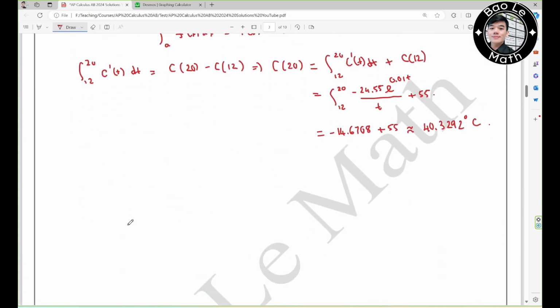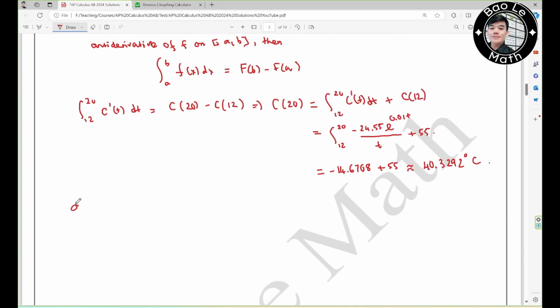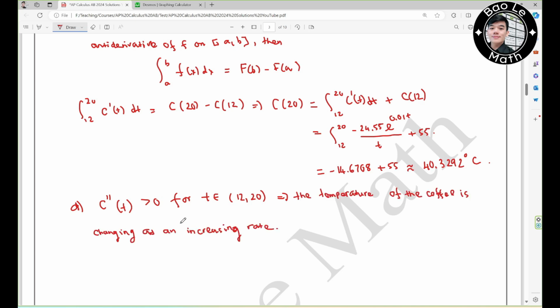Alright, so for question D right here, you just copy the whole thing there. C prime of T is greater than 0 for T in the interval 12 to 20. It tells us that the temperature of the coffee is changing at an increasing rate.